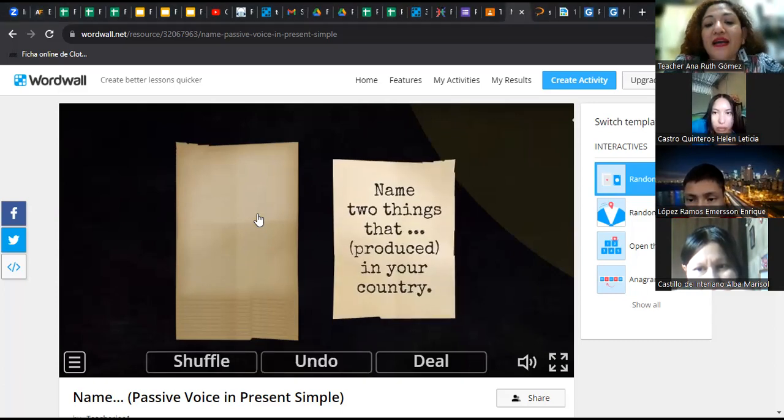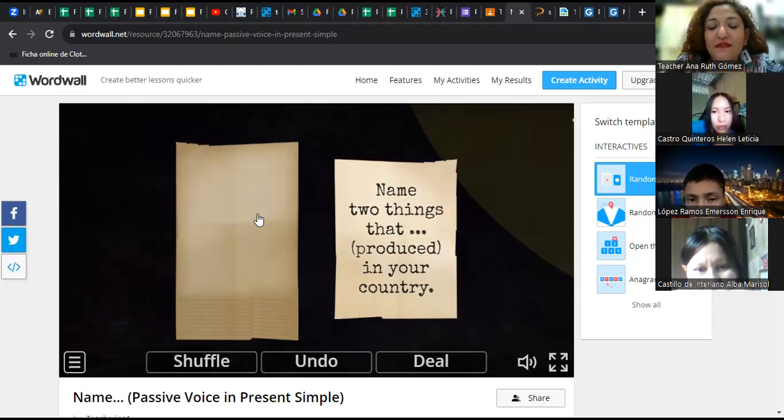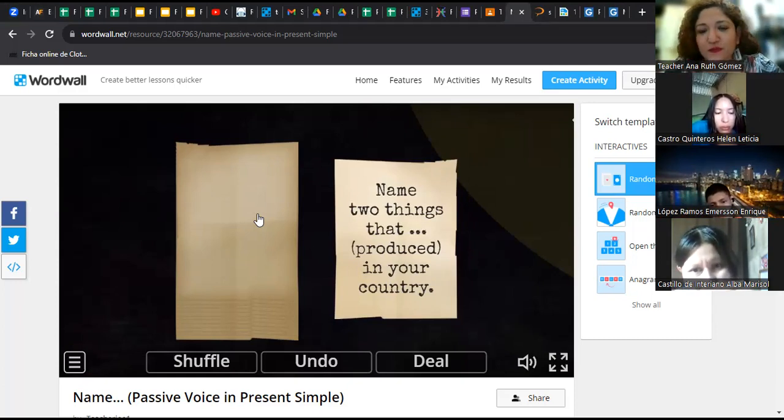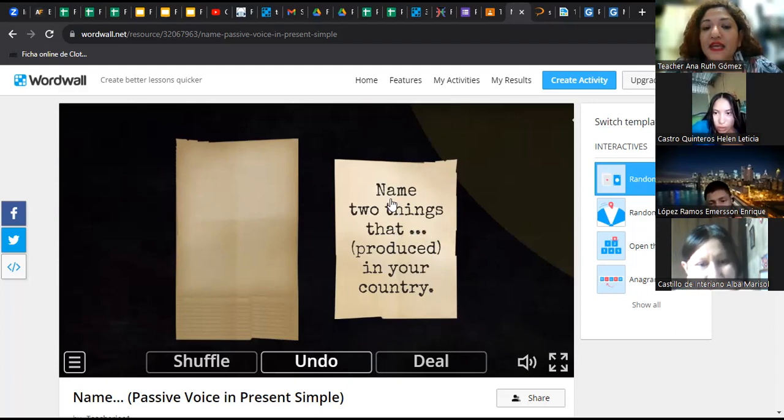Oh, well, lo que íbamos a hacer era eso, okay? We were going to have some speaking cards and in the place where you see the dots, like the blank space, you are going to include passive voice. For example, name 2 things that, and in parentheses, you have produced in your country. And this is an activity of passive voice in present simple. So, which is the passive voice form here? Name 2 things that, what you need here is passive voice.